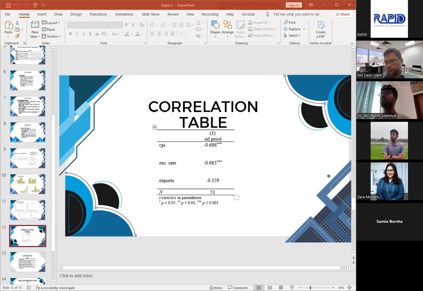So if the coefficient is close to 1, it indicates a positive relationship, meaning the variables move in the same direction. If the value is close to -1, it indicates a strong negative relationship, meaning the variables move in opposite directions. A value close to 0 indicates little or no linear relationship.